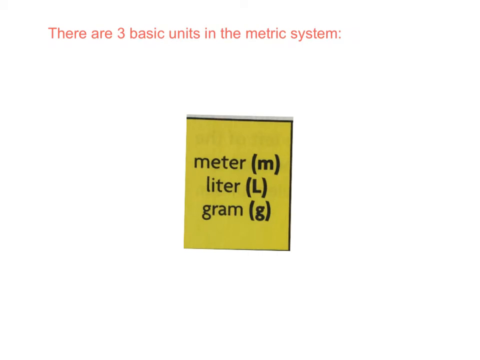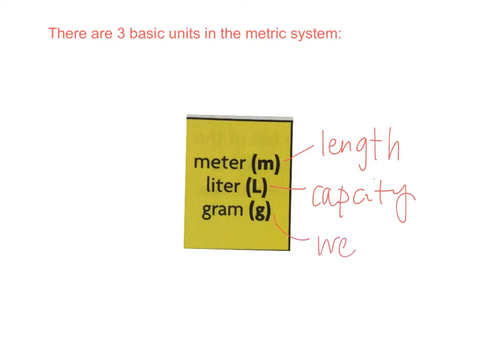Okay, now moving on to the metric system. We've spent all of last week talking about the customary system of measurement, and today we are going to be talking about the metric units, okay? There are 3 basic units in the metric system: the meter, the liter, and the gram, okay? Meter measures length. Liters measure capacity or volume, and finally grams measures weight.